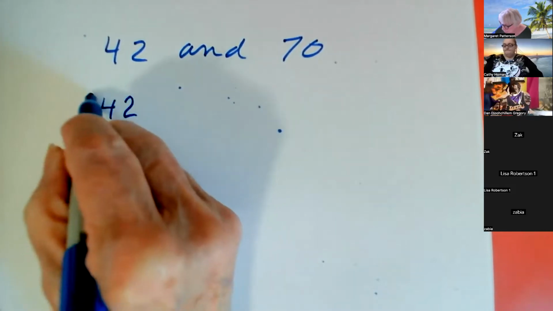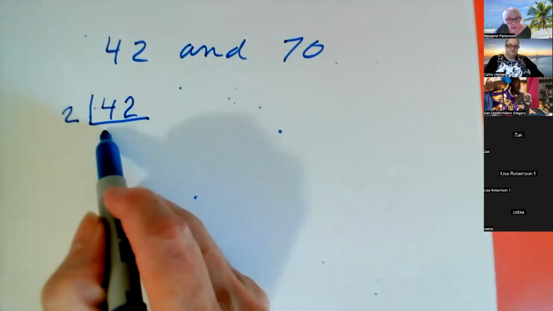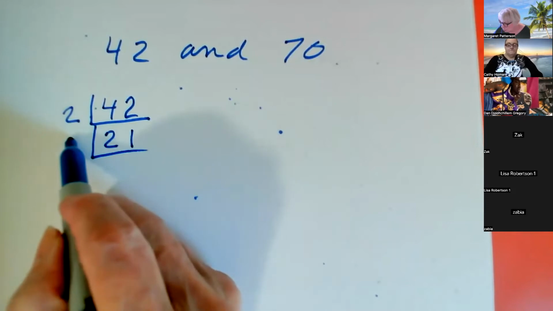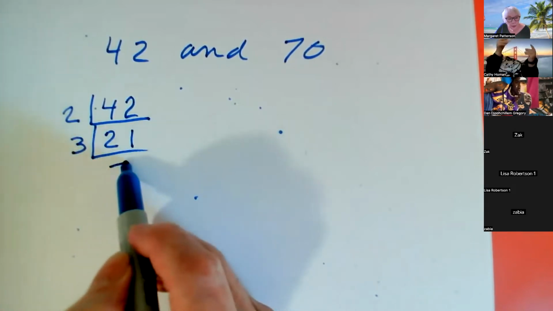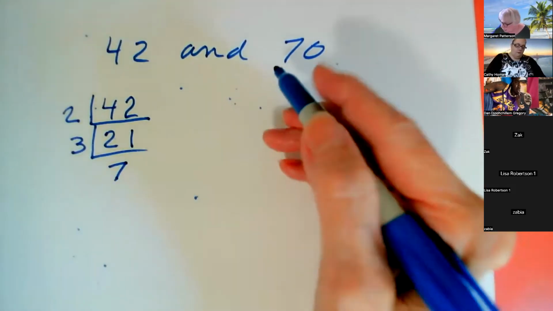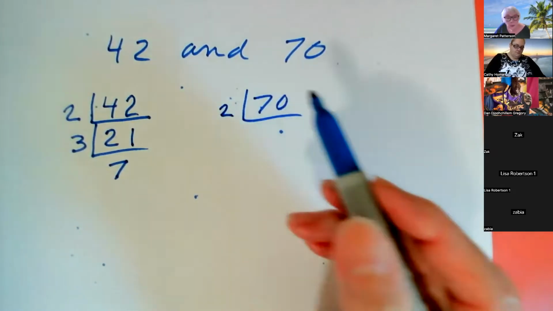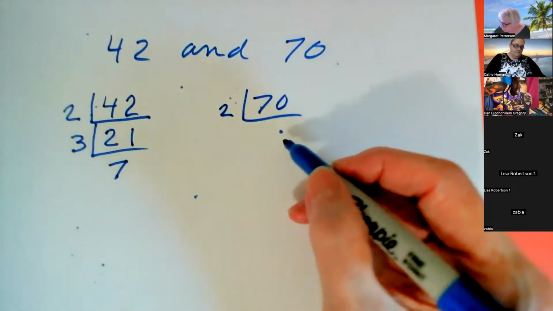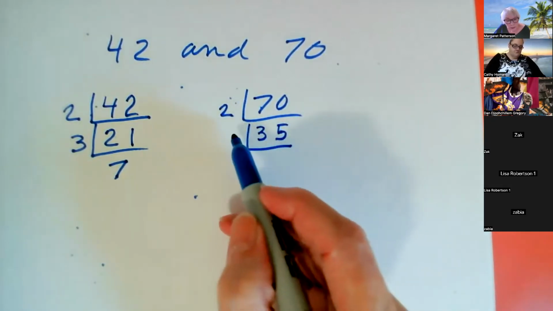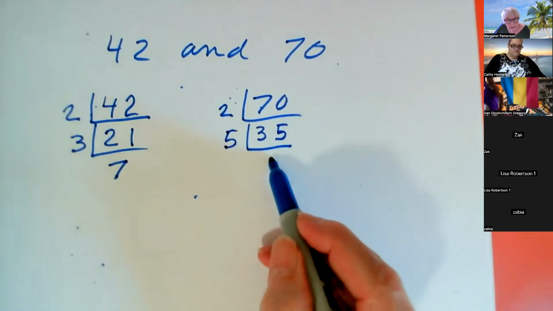I'm going to go 42. It's even, so I use 2. 2 into 42 is 21. Now I have to use 3, and 3 into 21 is 7. That one's done, because this is prime. Now I'm going to do 70. 2, because it's even. 2 into 70 is 35. The next prime number that goes into this is 5. 5 into 35 is 7.